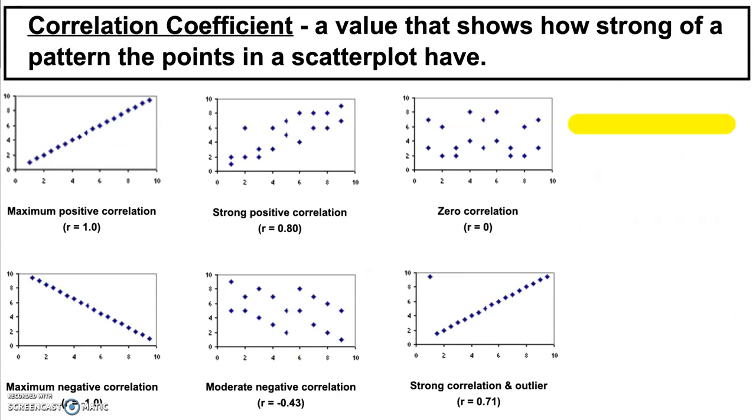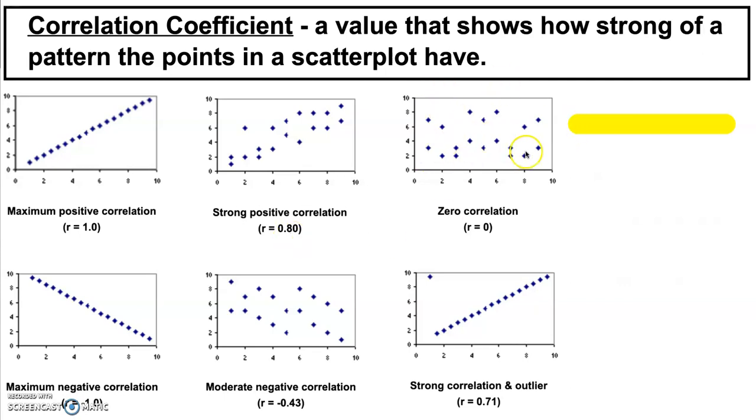We can also talk about how strong that correlation is with the value called the correlation coefficient. It's a value that shows how strong of a pattern the points in a scatter plot have. If it's exactly linear and it's in a positive correlation, we would say that's the maximum positive correlation they can have. They're exactly linear. So our R value would be exactly +1. If they're not exactly linear, but they're still going in a positive direction, maybe it has an R value of 0.8, and that means it has a strong positive relationship.